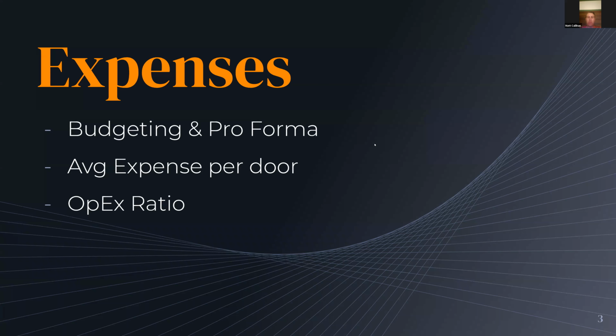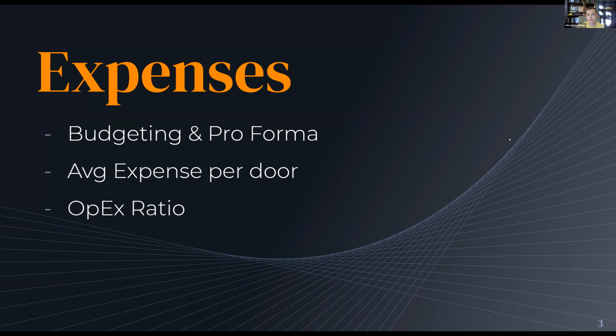This is going to be a continuation of the educational series that I do each month. So this month we're going to be talking about expenses, and the different things that we're going to talk about are right here. So budgeting, figuring out the expense per door, and then the OPEX ratio and what I look for in each one of these as I'm going through it.